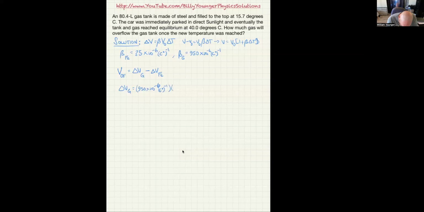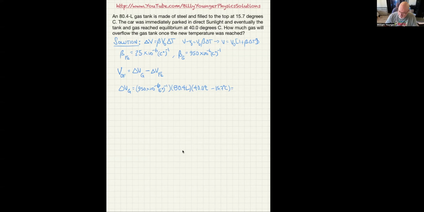times the initial volume, which in our case was 80.4 liters, times the change in temperature, which will be 40.0 degrees Celsius minus 15.7 degrees Celsius. Now, this actually leaves 3 sig figs after you do the subtraction, 40 minus 15.7. The zero on the 950 is likely not significant. So we really can only put out 2 sig figs, but I'll keep a couple extra just in case the difference between the two is not actually measurable.